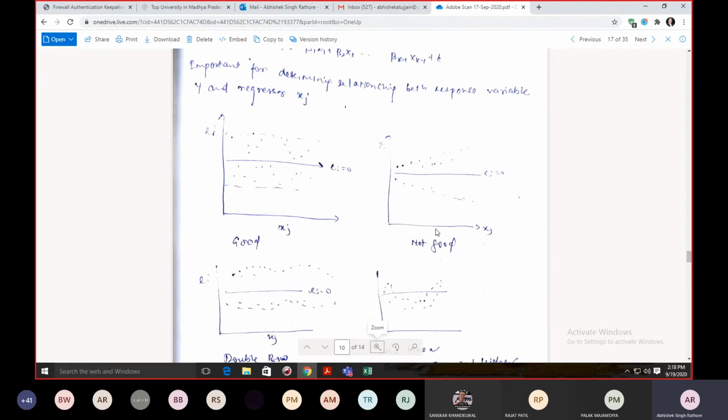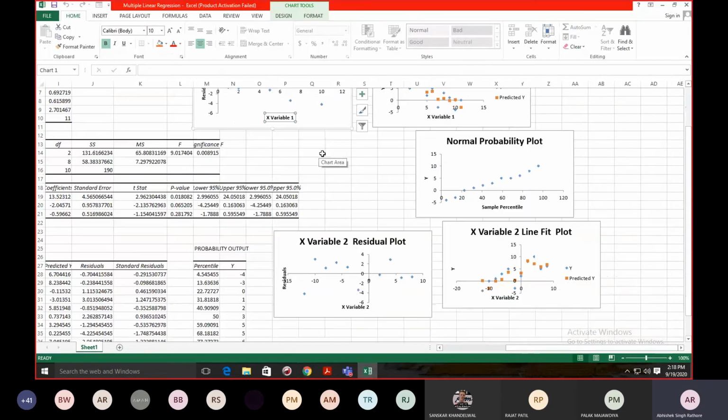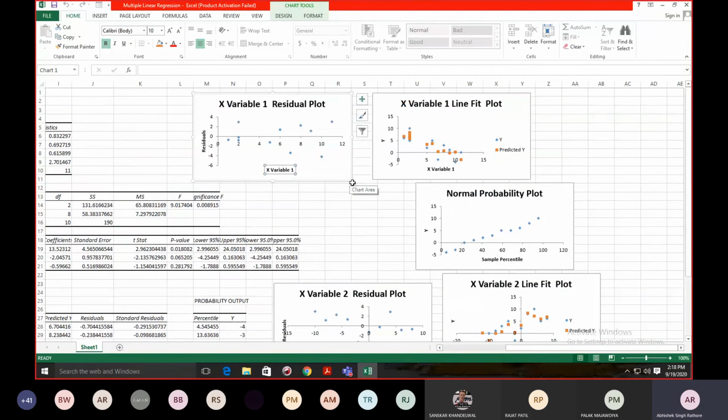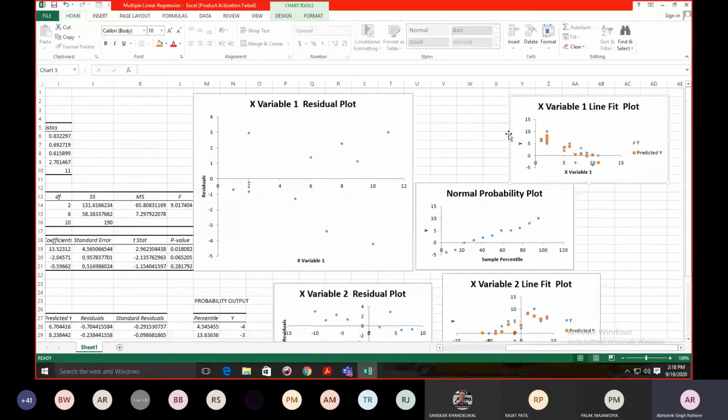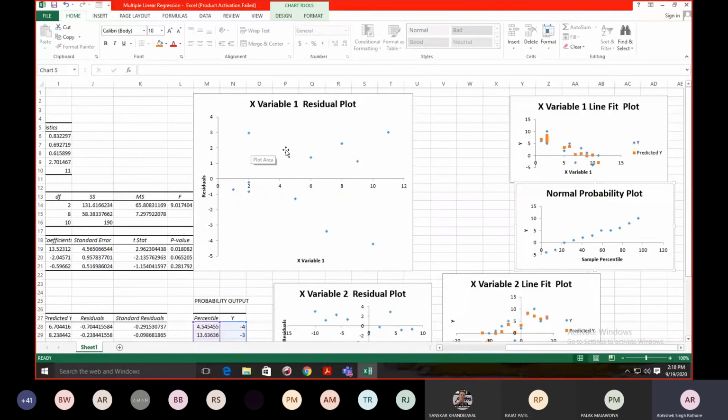Now let's consider this graph, and can you tell me which type of graph you are getting on this type of data?